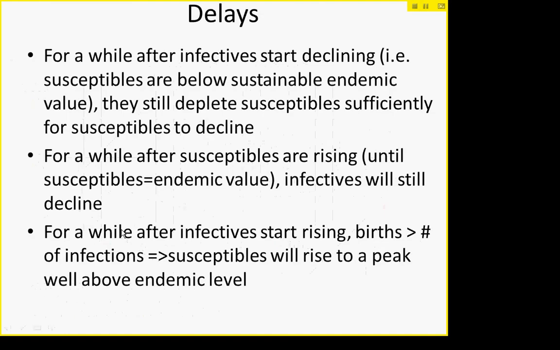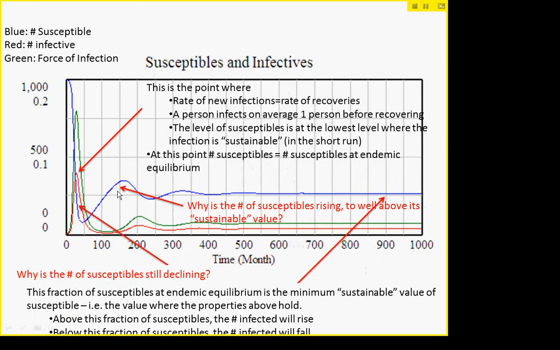So for a while after infectives start declining, in other words, after susceptibles are below sustainable values, they're still depleting susceptibles. It was exactly the point made earlier so well. For a while after susceptibles are rising, until the susceptibles equal the endemic value, the infectives will still be declining. Until that number of susceptibles rises up to the point where it's reached its endemic value, the number where each infective infects exactly one person to replace themselves, or where the number of infections equals the number of recoveries per day, the number of infectives is still going to be declining.